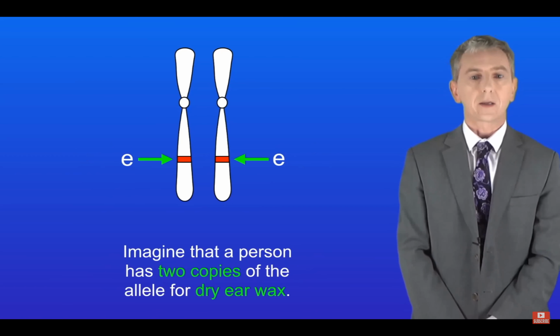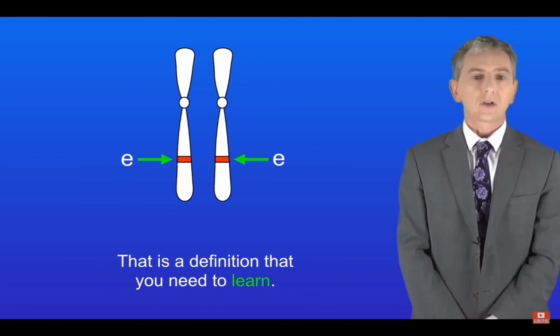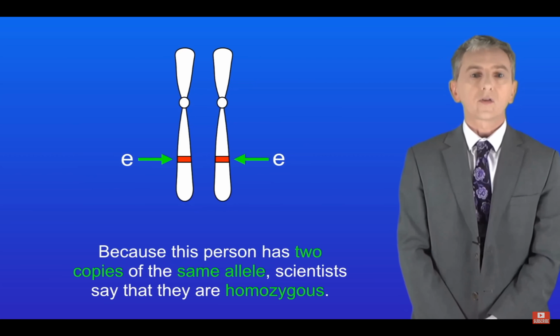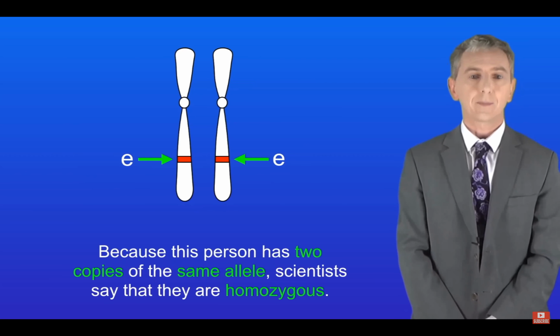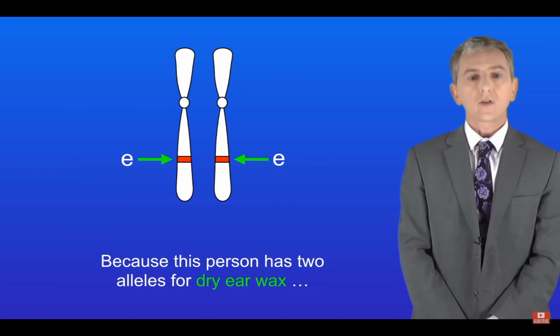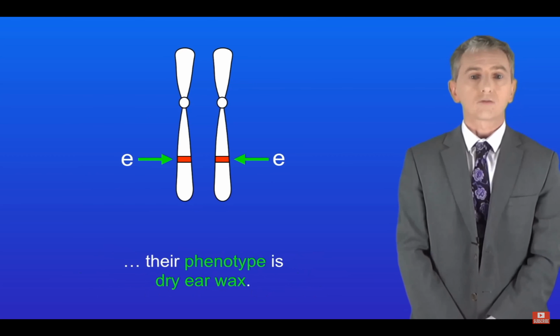I'm showing that here. The genotype of a person tells us the alleles present. And again, that's a definition you need to learn. So this person's genotype is lowercase e, lowercase e. Because this person has 2 copies of the same allele, scientists say they are homozygous. Okay, now the phenotype of a person tells us the characteristics caused by the person's alleles. So because this person has 2 alleles for dry earwax, their phenotype is dry earwax.